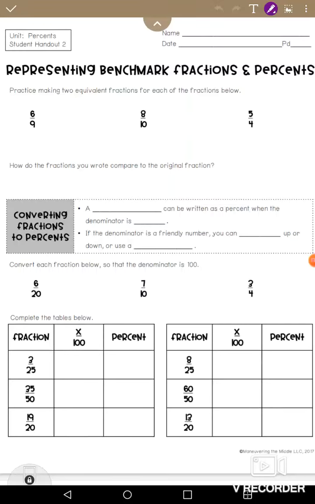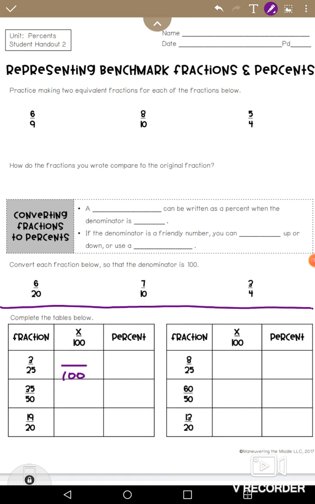Part 2 of representing benchmark fractions and percents. So we're trying to make fractions that are easily converted into percents when I have a fraction that is equivalent to another fraction with 100 as my denominator. And that makes it easy because we know anything that's part of 100 is going to give me my percent.